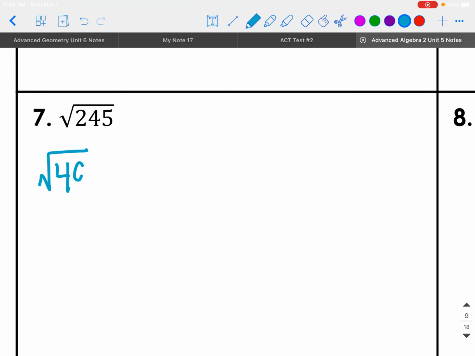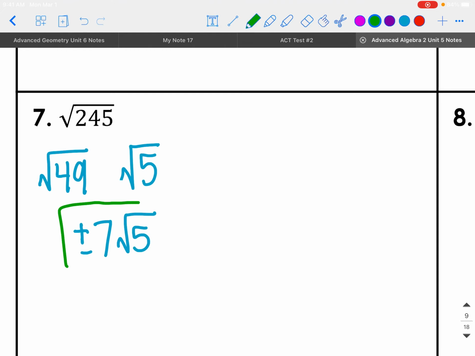So square root of 49, square root of 5. This would be plus or minus 7, because the square root of 49 is plus or minus 7, and then the square root of 5 just comes down.